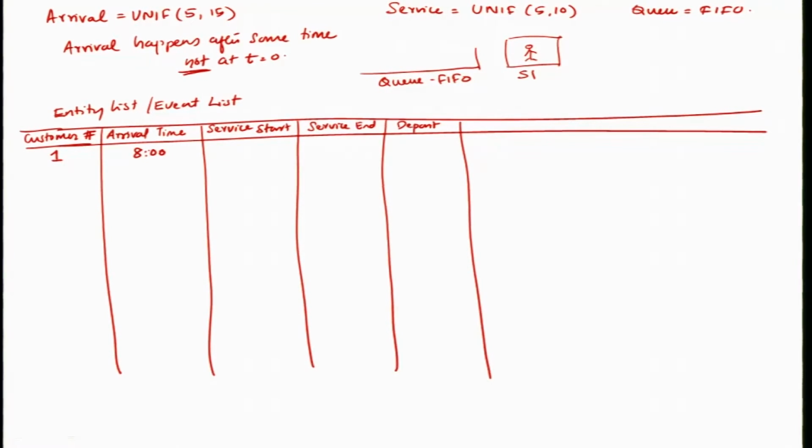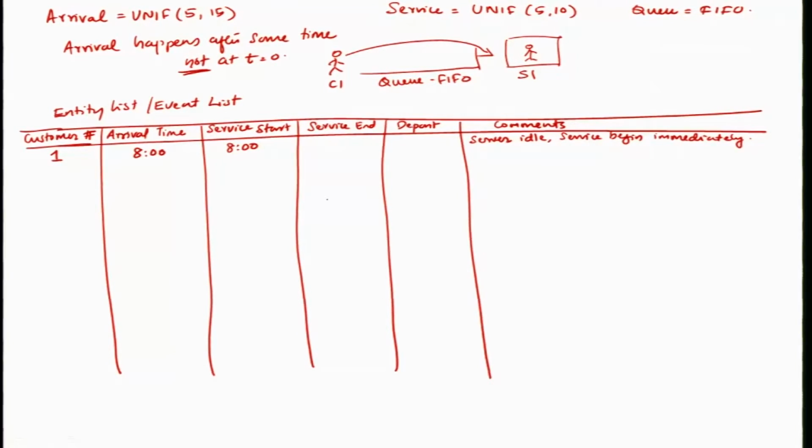So, customer 1 arrives, C1. He comes and checks what happens. Is the server idle? Yes, the server is idle. So, he goes straight to the server. So, the service can start at 8. I will write my comments here, so it is easy for you to follow: server idle, service begins immediately.